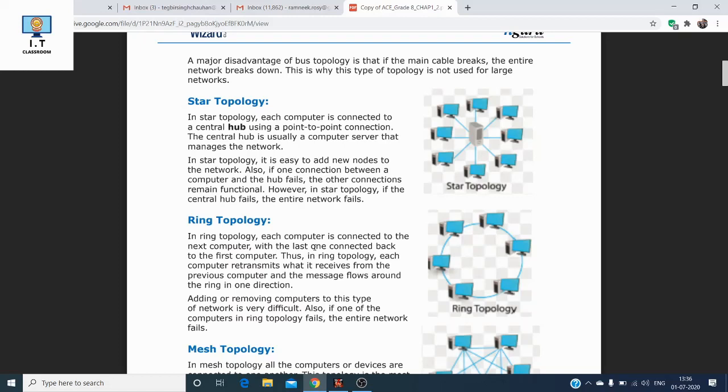Now I am telling you about the ring topology. In ring topology, each computer is connected to the next computer, with the last one connected back to the first computer. Thus, in ring topology, each computer retransmits what it receives from the previous computer, and the message flows around the ring in one direction.